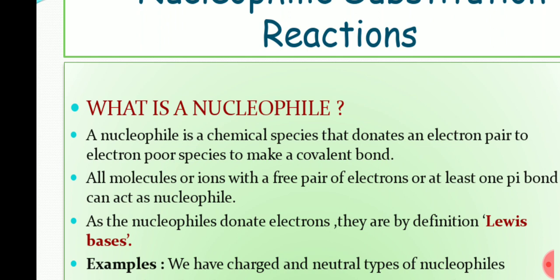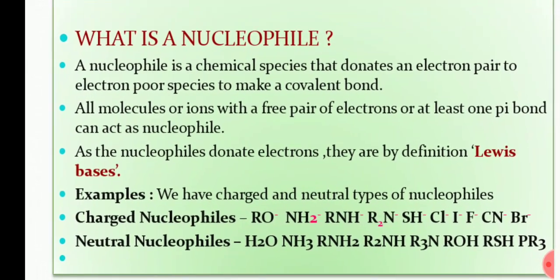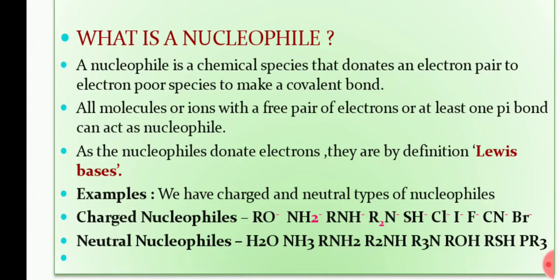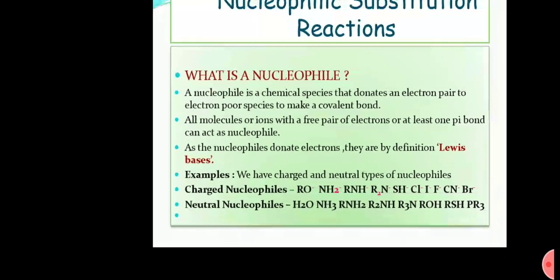As nucleophiles have the capacity to donate electrons, they are also known as Lewis bases. And we have charged and neutral types of nucleophiles, and examples for that are given below. So the nucleophile is an electron rich species which can donate an electron pair to electron deficient compounds.